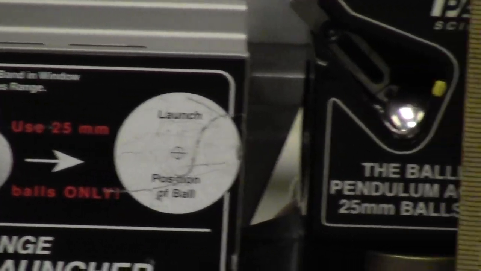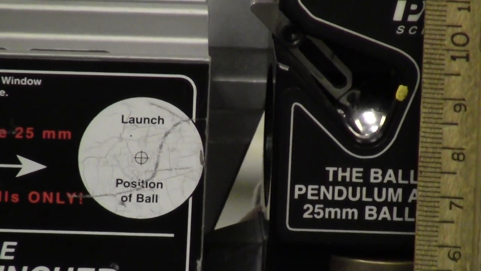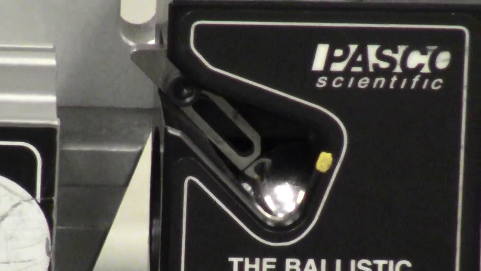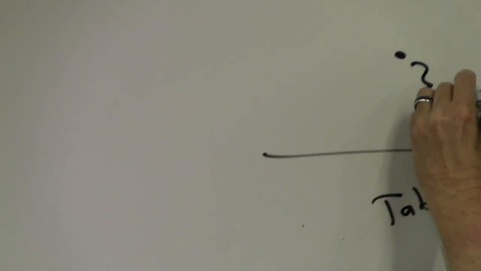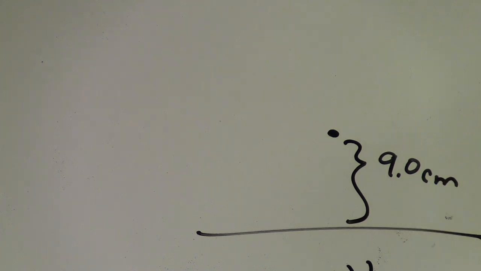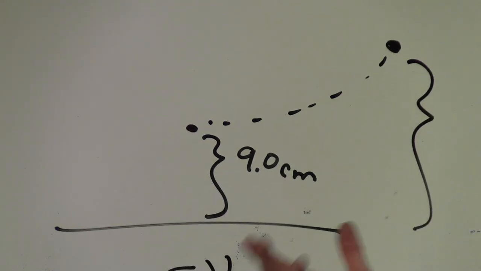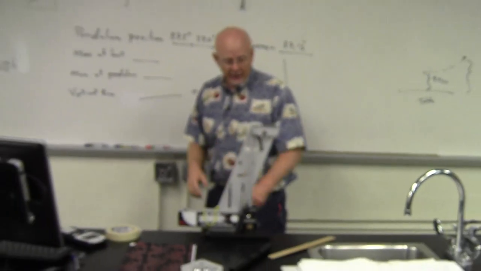And I don't have the best angle, but I think it looks like the yellow dot there, which is the center of mass, is 9 centimeters above the table. And so if I drew a picture over here and said, okay, this is the table, it's already starting at 9 centimeters above the table. So when it goes up to some height, I'll subtract those two to figure out what the H is, that is the vertical rise. How much higher did it go?